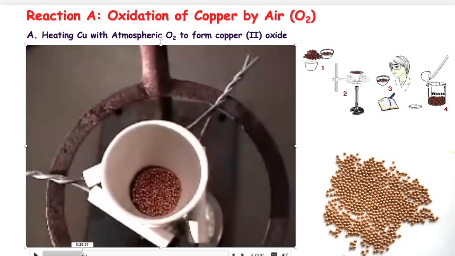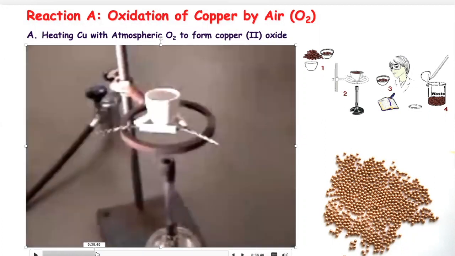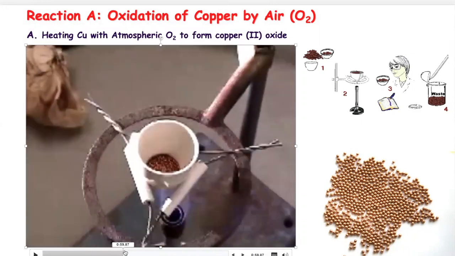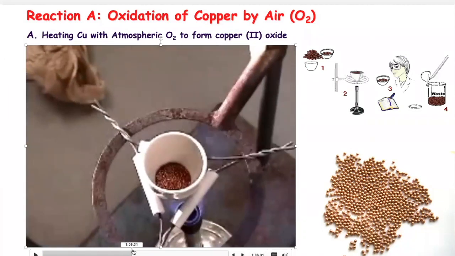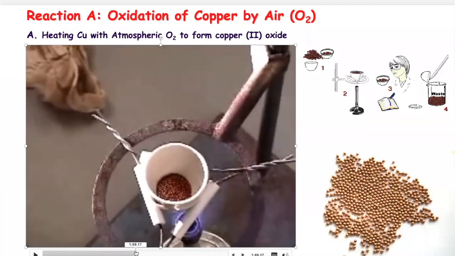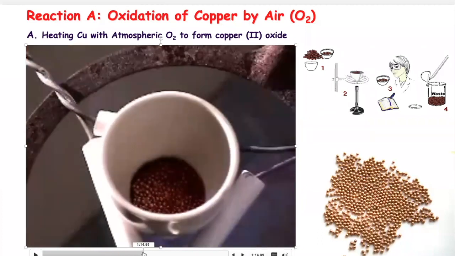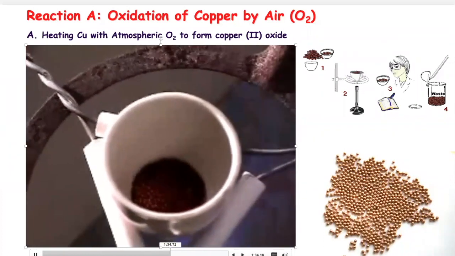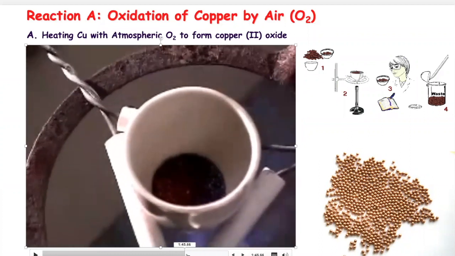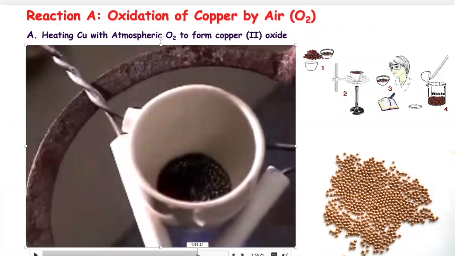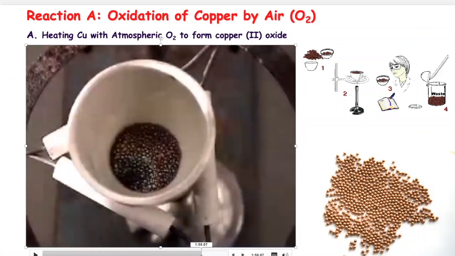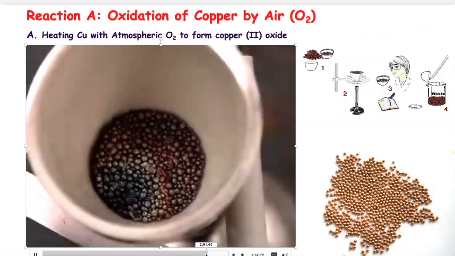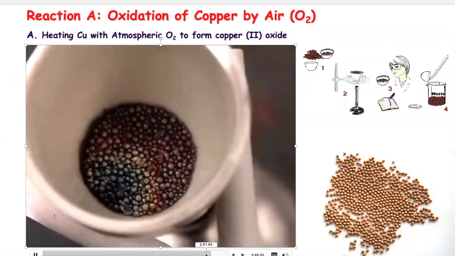Here you can see the copper shots, and it's over a really hot Bunsen burner, and we're just heating it up. Because the Bunsen burner is so much hotter than a candle flame, that reaction will go much quicker. Okay, I'm just scrubbing through, and there you can see the discoloration where it got really hot. So that's the first reaction.